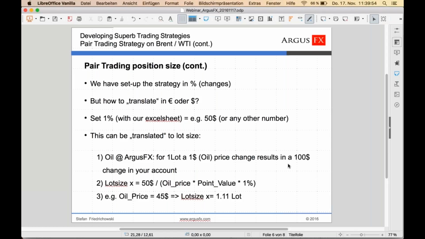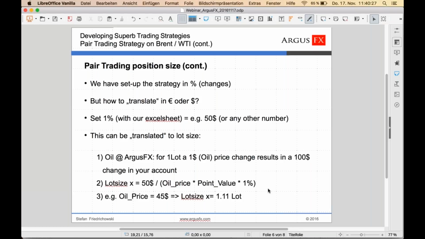And for Argus FX, in this case, this equals $100. That might differ at other brokers. That's not universal between our brokers, but for Argus FX, that equation is right. One lot trading and a price change of $1 leads to a trading result of $100. So that would be the change in your account. And now I give you simply the final answer.